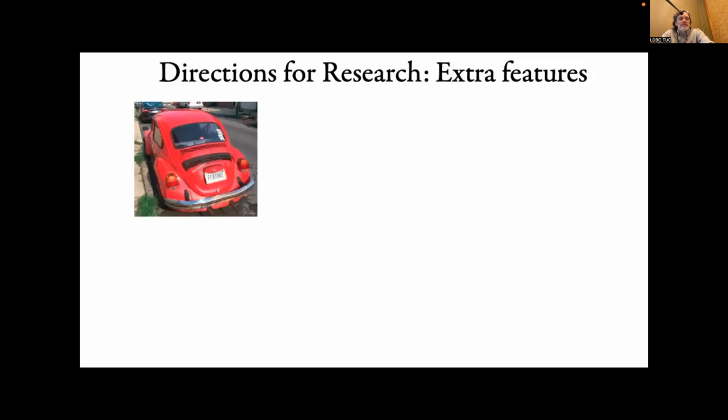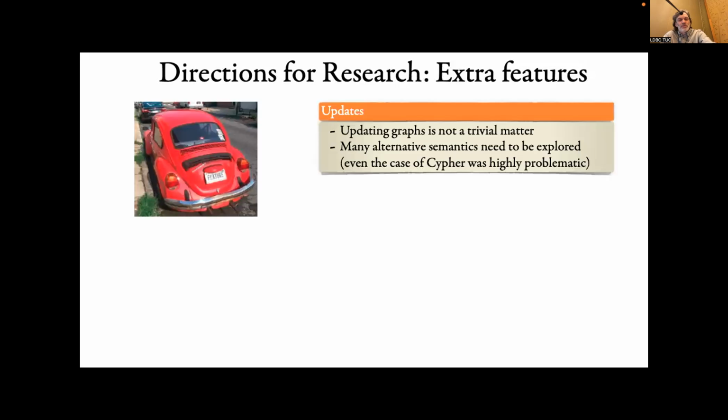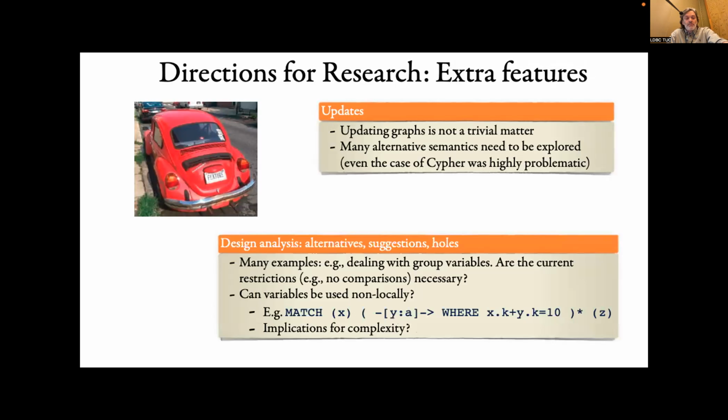Then there is work on extra features for the language. We have to look at some different features, for example updating graphs. We haven't touched that, and it's not a trivial matter. We already explored quite a few alternative semantics in the context of Cypher updates. And also design decisions, alternatives and extra things, like how we deal with group variables.